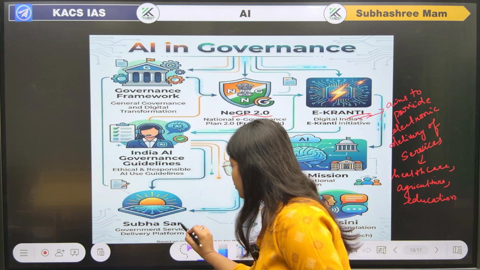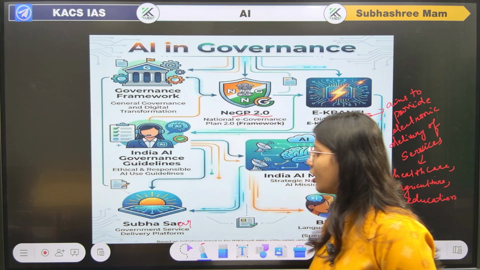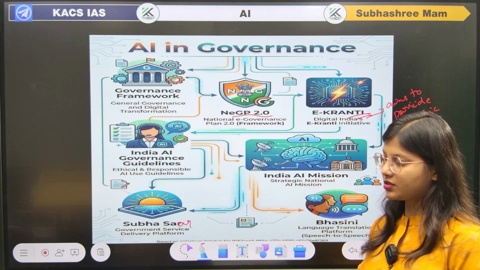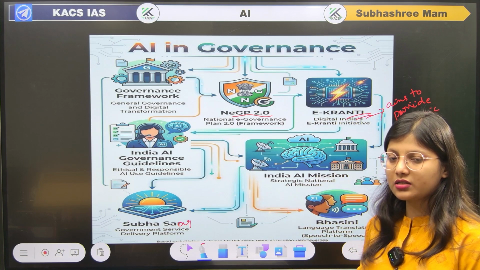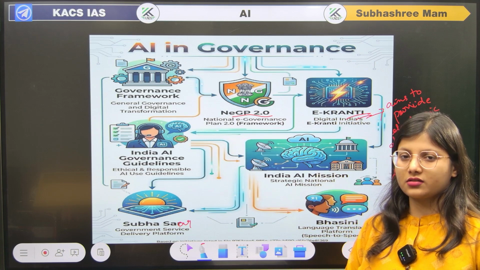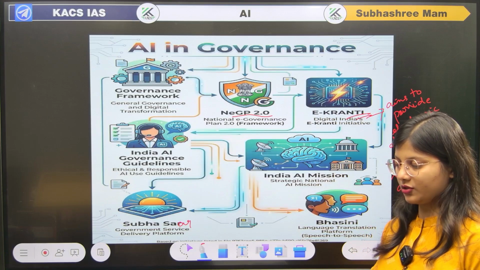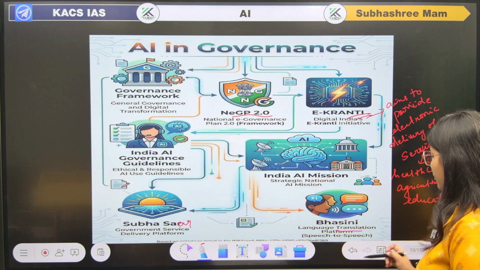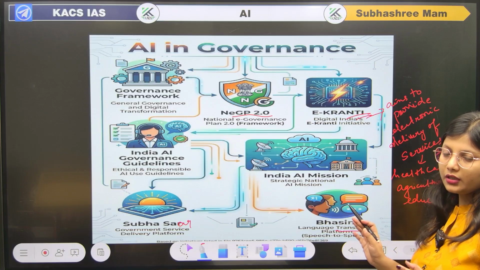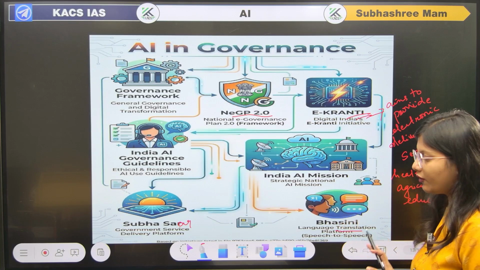SubSAR, which gives a government service delivery platform. It is a government service delivery platform. Now Bhashini, what is Bhashini? Bhashini is a translation of the text in the languages. That is a language translation platform, speech to speech. Now this is how AI helps in the governance sector.